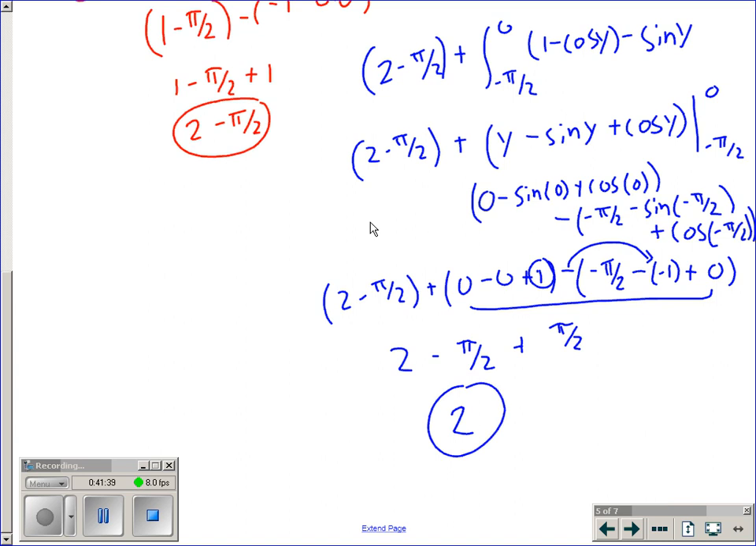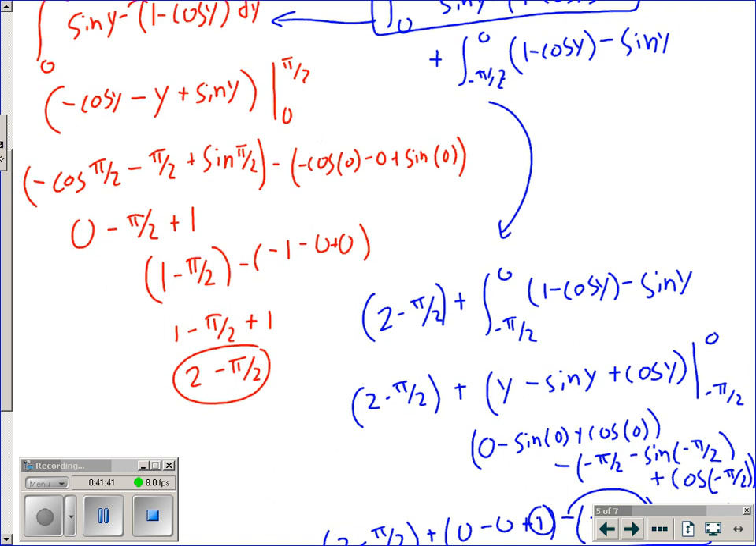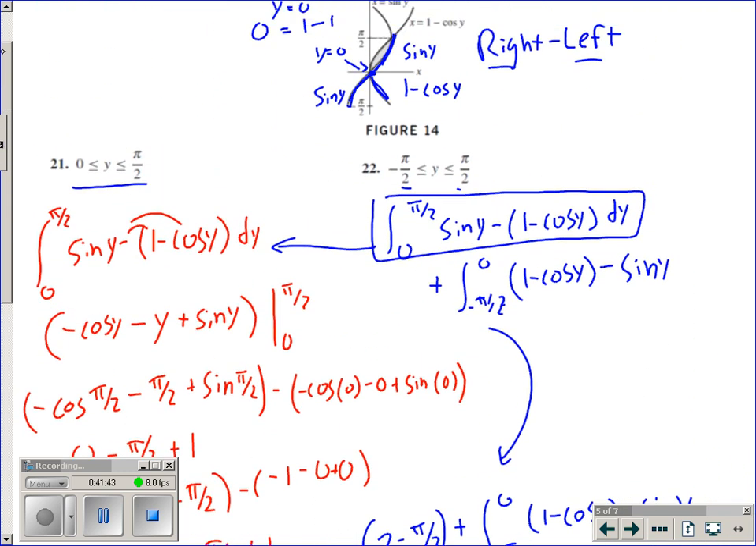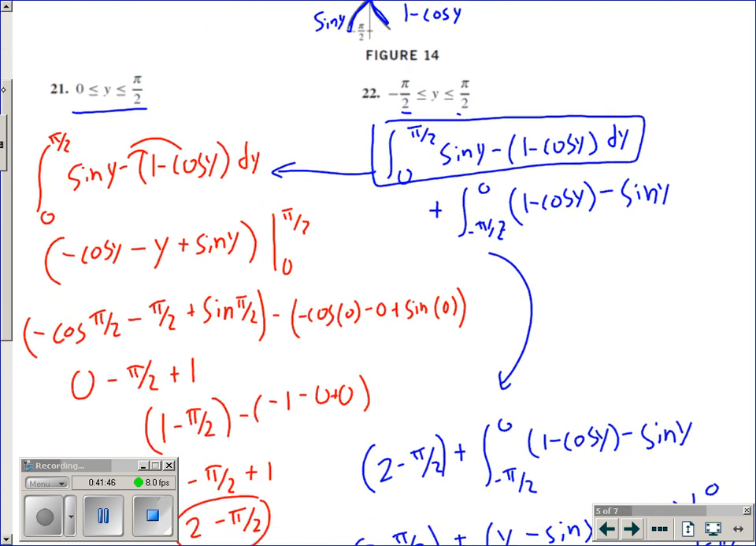So that's a good problem, but my suggestion was just to recognize that you had a switch in the right to left function. So you couldn't just do the same setup as you did in 21. You had to think about that break. Okay.